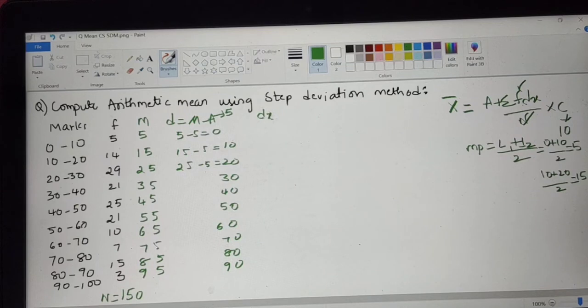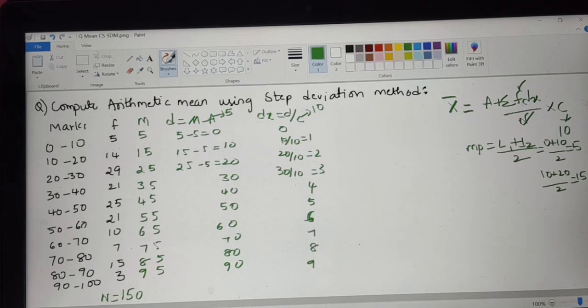Now let's go ahead with dx. The dx value is nothing but d divided by c. That means the d column values divided by the c value, which is 10. So 0 by 10 is 0, 10 by 10 is 1, 20 by 10 is 2, 30 by 10 is 3. So 4, 5, 6, 7, 8 and 9.